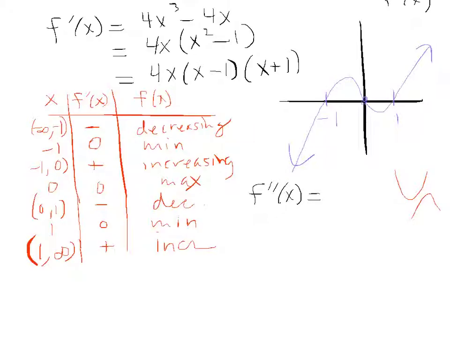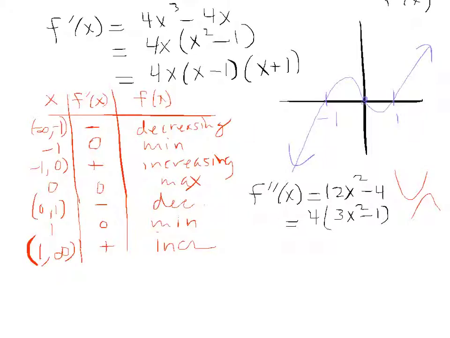And the second derivative is, let's see, the derivative of this one is 12x squared minus 4. That's an easy one too. So, did I do that right? Yeah. And we can factor out a 4, and that becomes 3x squared minus 1.